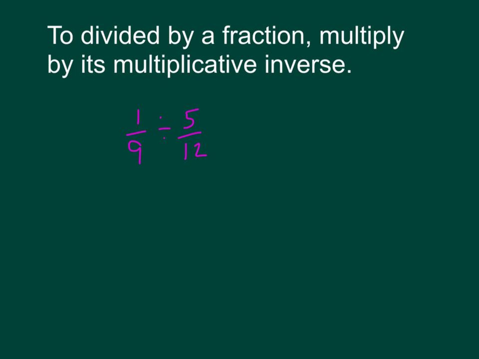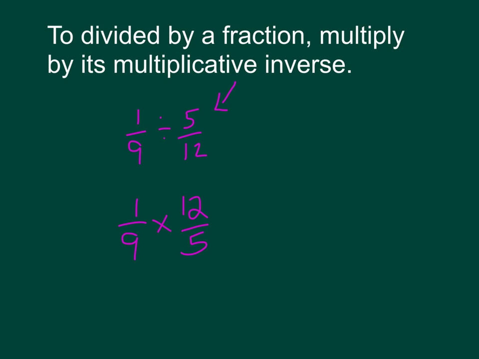When we're asked to divide two fractions, we can look at this here to help us figure out how we do that. So to divide by a fraction, multiply by its multiplicative inverse. Okay? So here's what that means. Right now I have 1/9. And I'm going to, instead of trying to divide this, multiply by the multiplicative inverse of what I'm dividing by. So I'm dividing this 1/9 divided by 5/12. The multiplicative inverse of that 5/12 is 12/5.